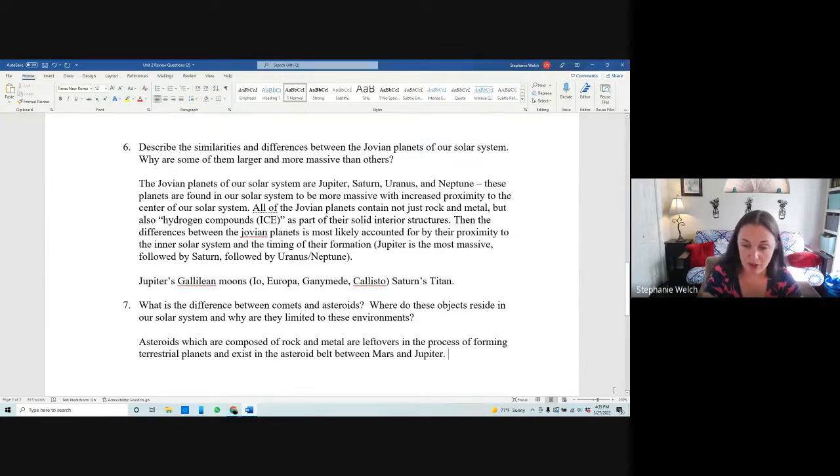Comets are really similar, but they're more plentiful and more numerous because you just have more stuff to build the comets with. Comets are composed of rock, metal, and most importantly, all the same kind of ices. So that's water, ammonia, methane, that Jovian planet cores are made out of. And so the composition of a comet is almost like a really densely packed, dirty snowball. It's just a chunk of ice, rock, and metal.